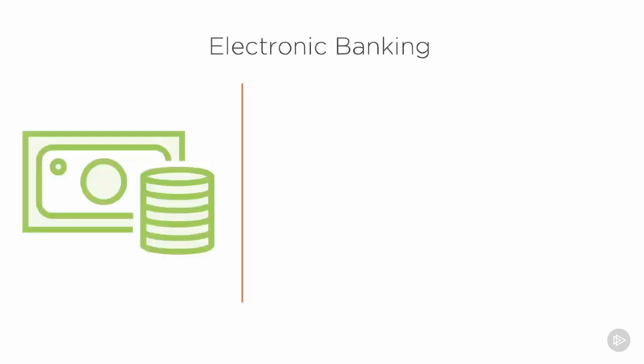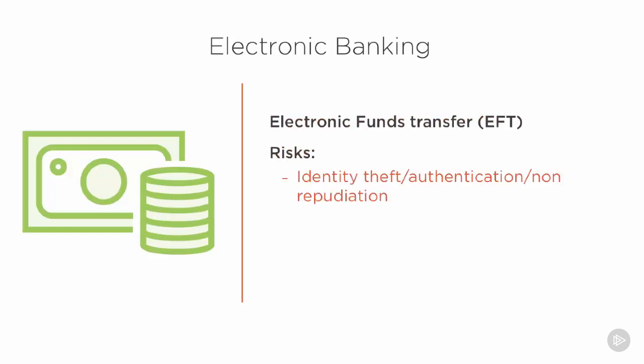We also have, of course, the world of electronic banking. This includes things like transferring money from one account to another through EFT systems. The risks associated with this, obviously, are identity theft, authentication, and non-repudiation, where a person is able to log in as somebody else and access their bank account. They steal their identity and are able then to access their funds.